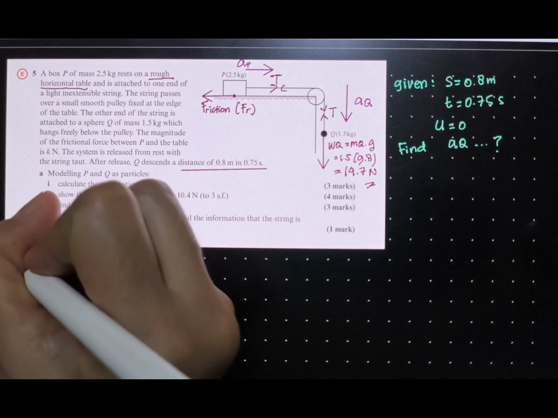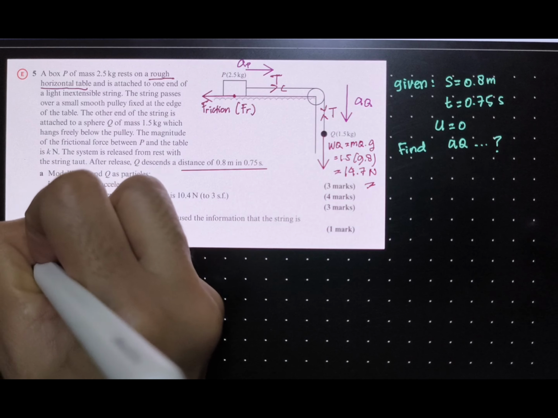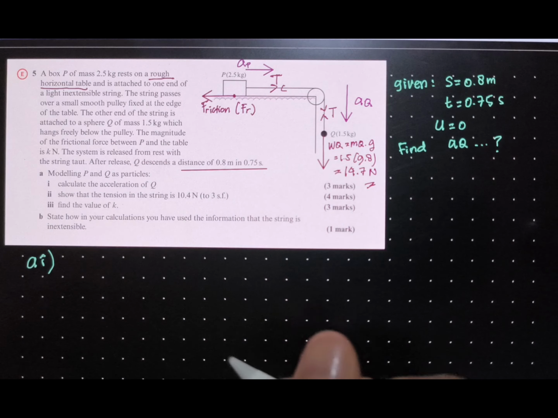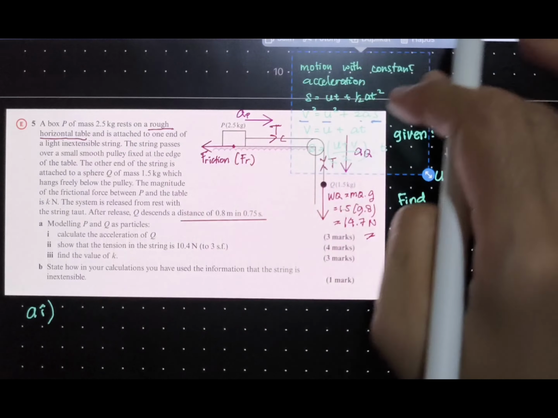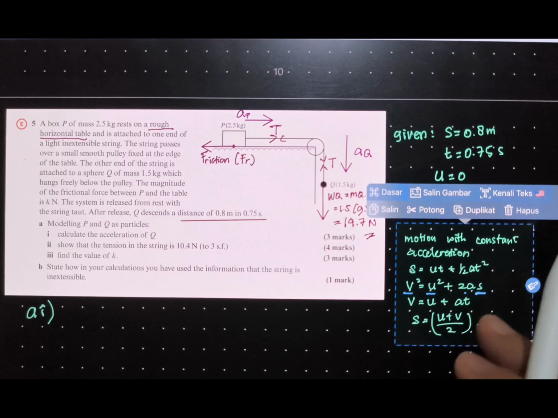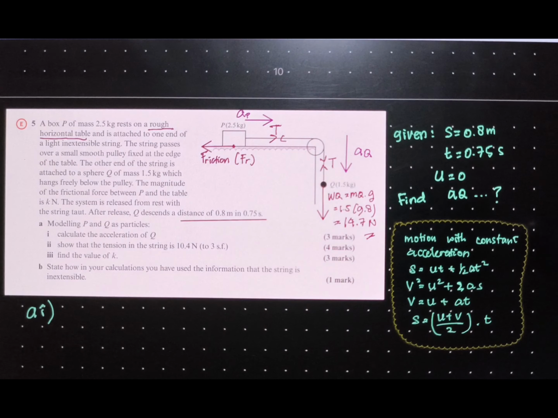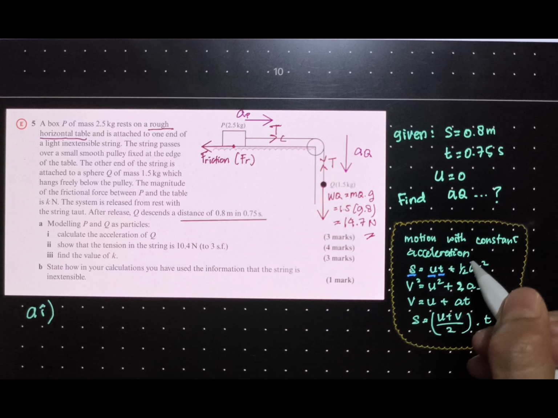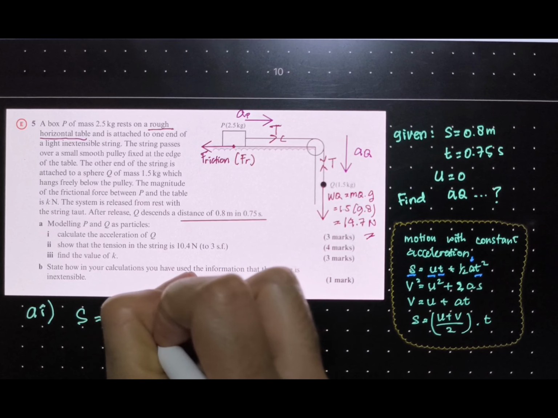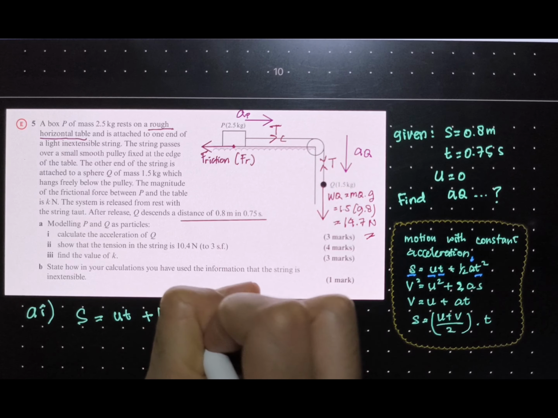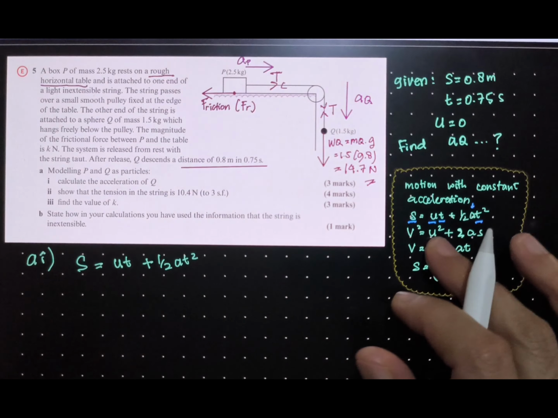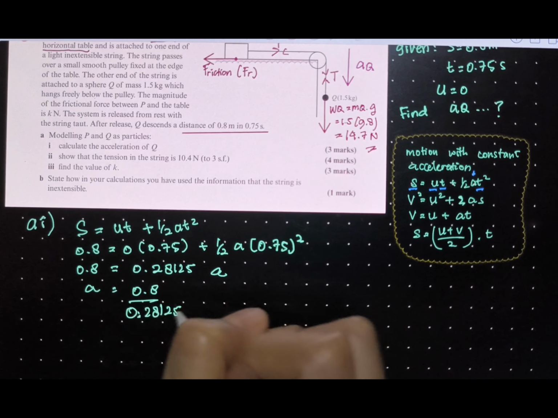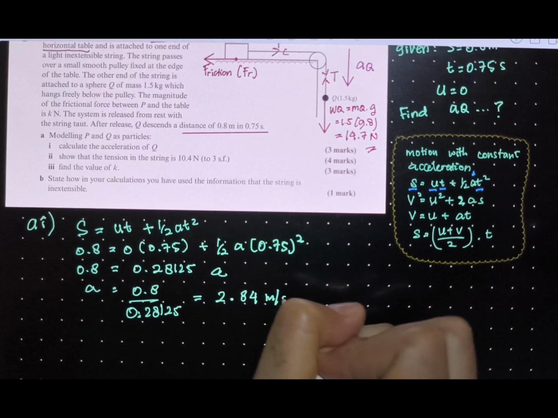In this case, we cannot use the formula sum of force equals mass times acceleration because there are two missing quantities, tension and acceleration. However, don't worry, we still have four kinematics formulas. Choose the one that includes s, t, u, and a since you need to find a and you already have s, t, and u. Let's choose the first formula, s equals ut plus half at squared, and then substitute all numbers, and we get a equals 2.84 meter per second squared.